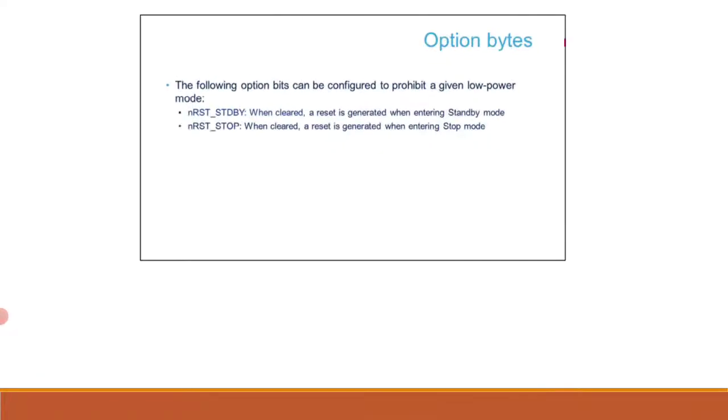Two bits are available in the flash option bytes to prohibit entering a given low power mode. When cleared, these option bits trigger a reset when entering either standby or stop modes. This is a security feature used to reduce the impact of unintentional entry into these low power modes. If these low power modes are not used in user code, the option should be enabled.